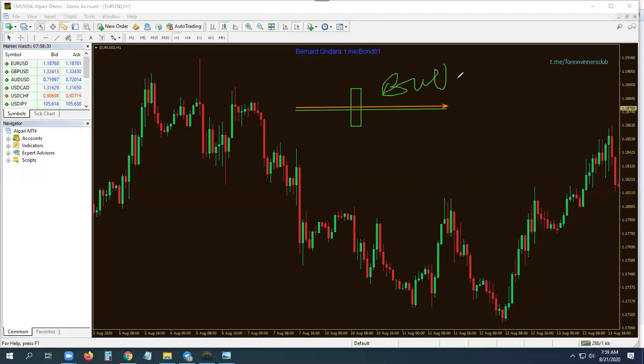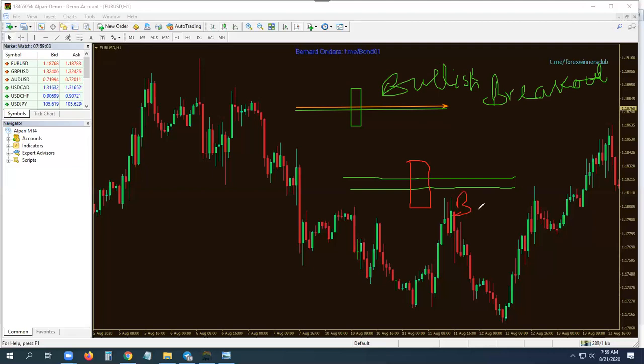Bullish breakout. Because who have broken this level? They are bulls. Buyers. So this is a bullish breakout. Now, if you had a level like this, and you saw a red candle cross and close below the zone, this is now what we call a bearish breakout. Bearish breakout. Because the breakout has been caused by bears.